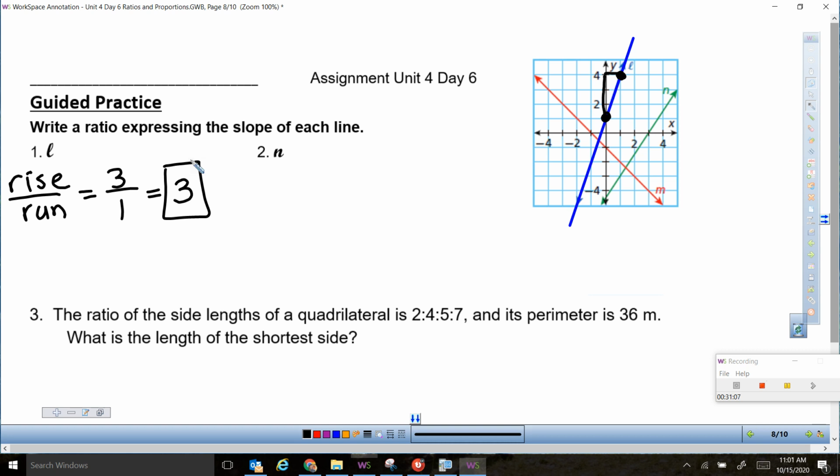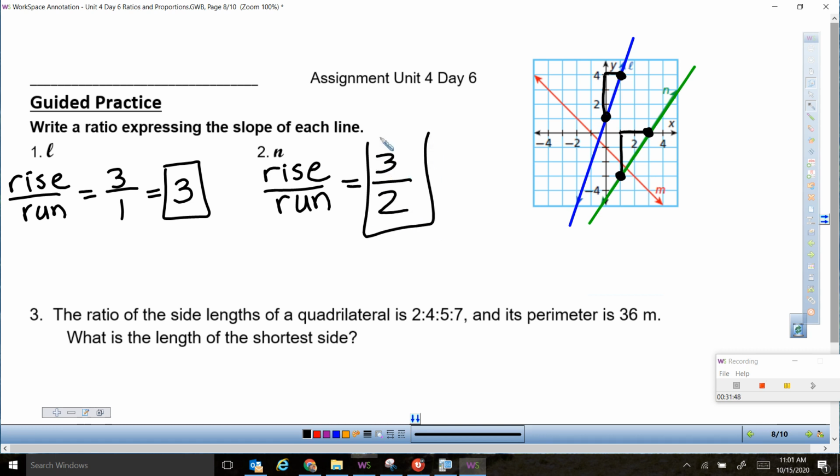Problem 2, we want the slope from line N. So they gave us a third line just to try to trick us. So here's line N. They didn't give us points, but I can see a point right here. And I can see a point right here. Make your right triangle. And again, slope is rise over run. So what do I put for the rise? 3. What do I put for the run? 2. So 3/2 for the slope.